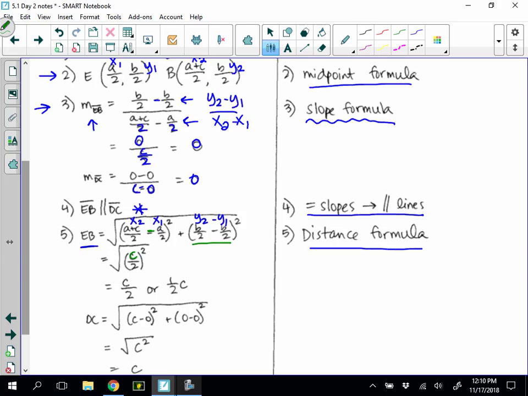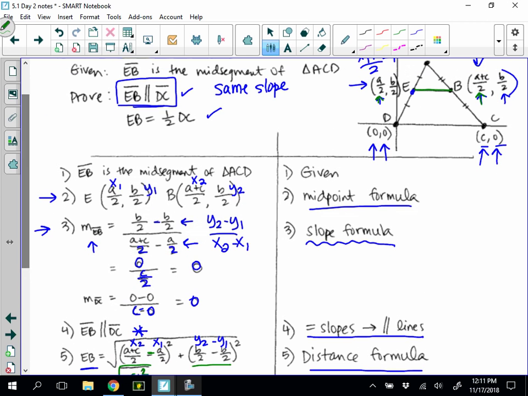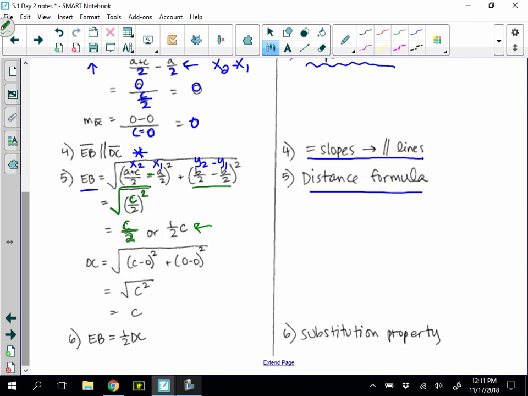So when I square a number and I turn right around and take the square root of it, they undo each other. So that's how I'm left with c divided by 2. Or I switched it to 1/2 c because I'm trying to prove that EB is half of DC. So I know that right now I've got EB is equal to half of C.